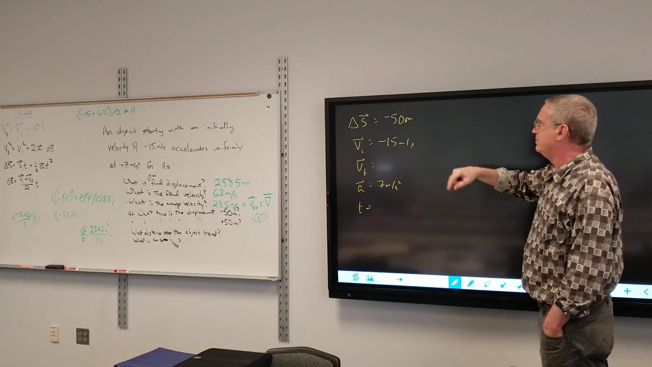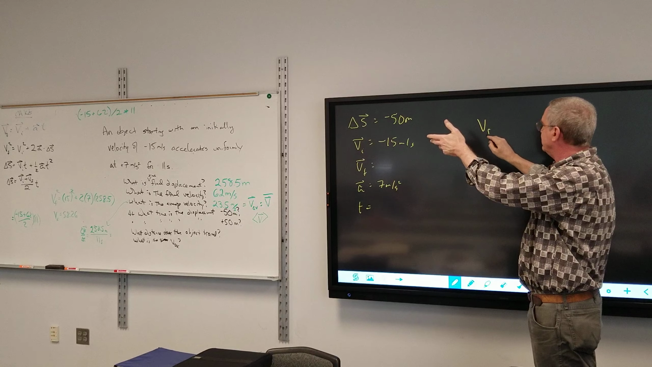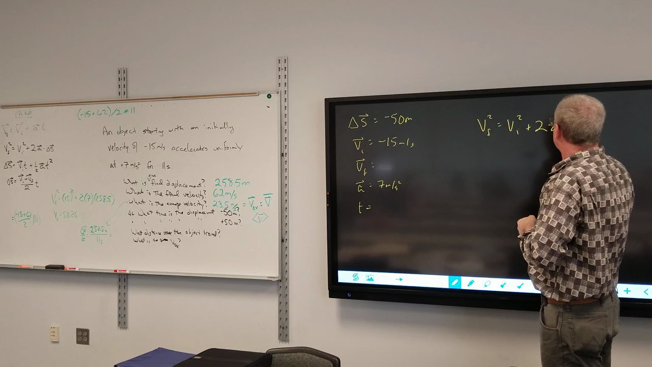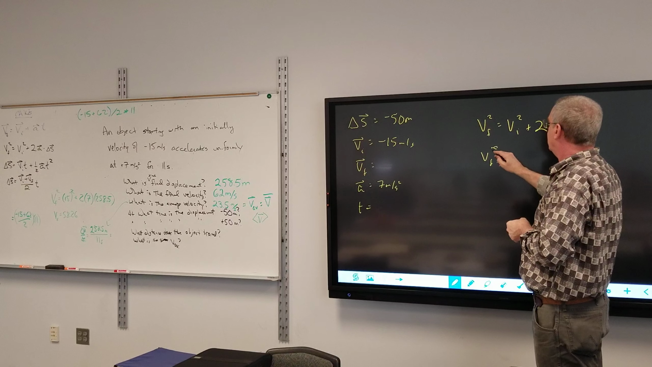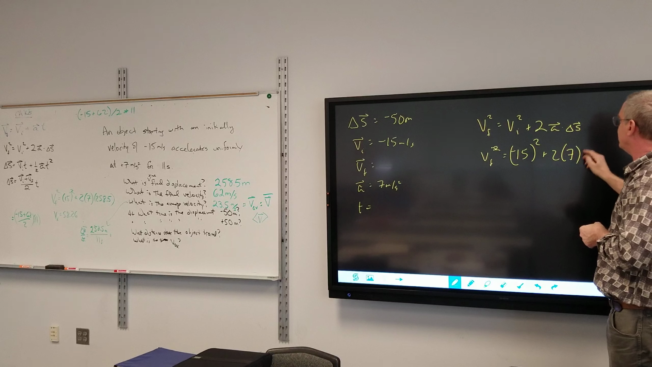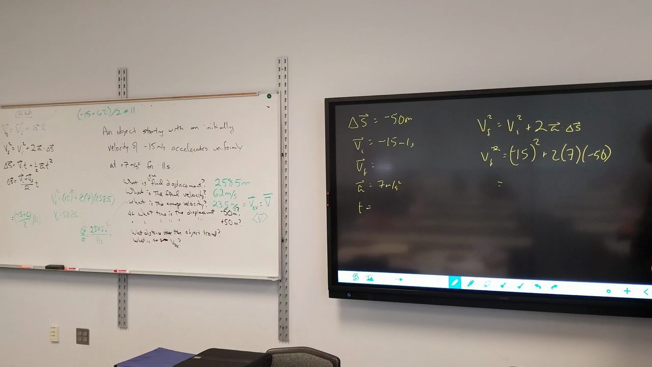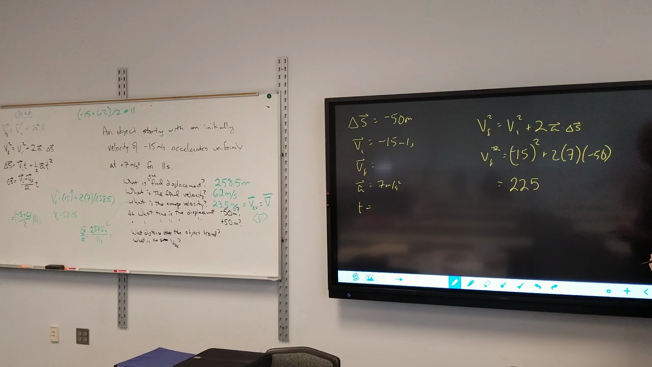So to find VF, we don't know time, and if we're going to find VF first, let's use that second equation. So VF squared is equal to VI squared plus 2A dot delta S. And so this is VF squared is equal to negative 15 squared plus 2 times 7 times negative 50. So first, just tell me what VF squared is. Anyone else got that?